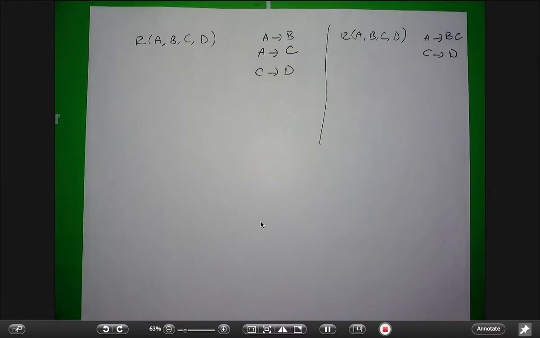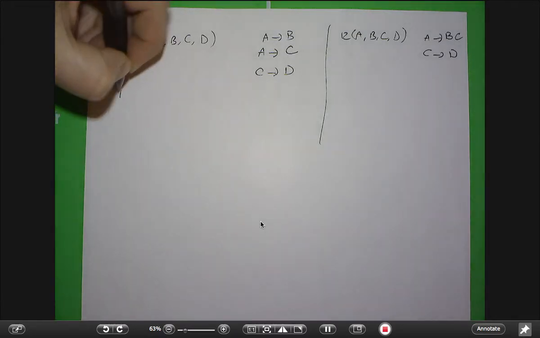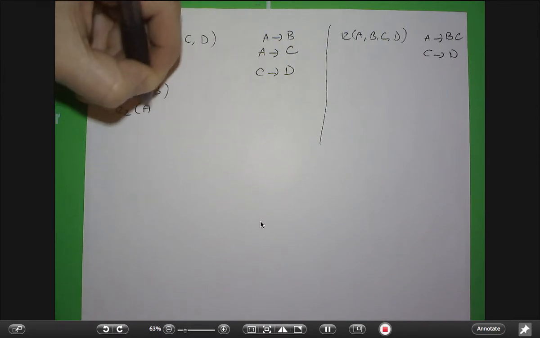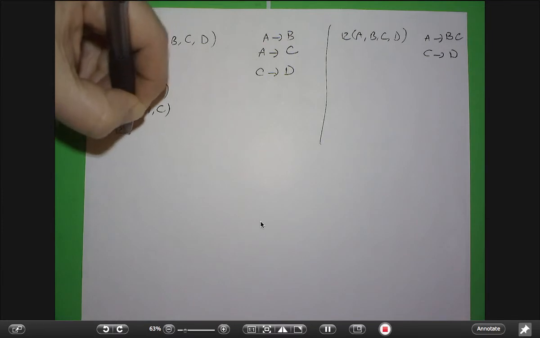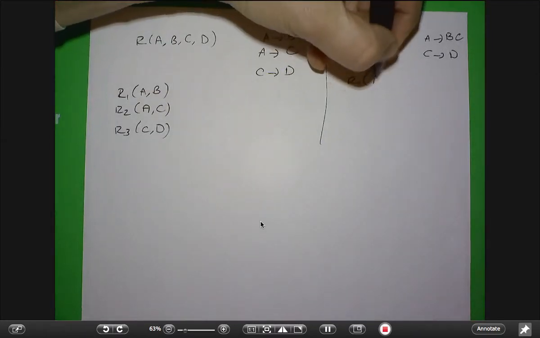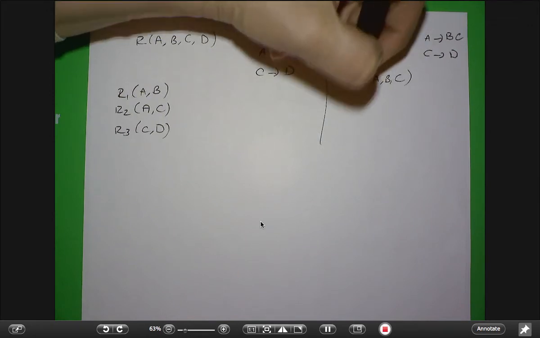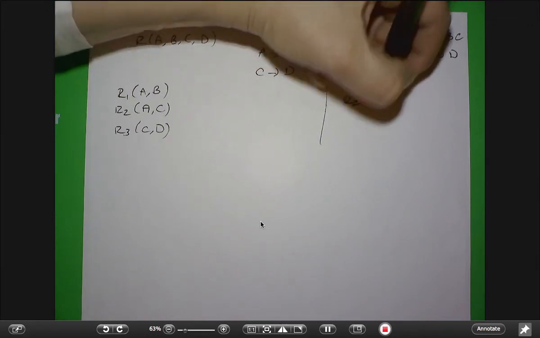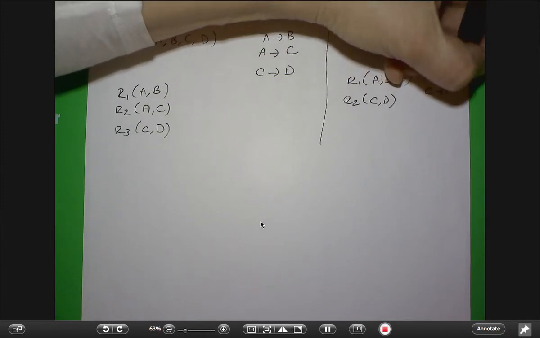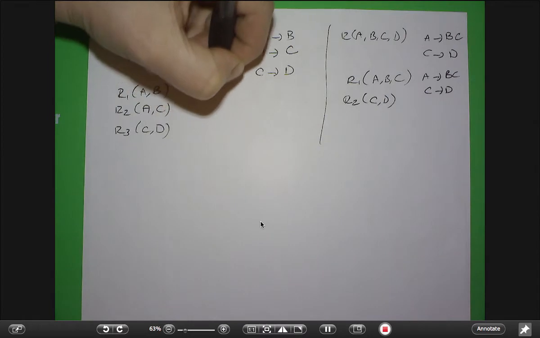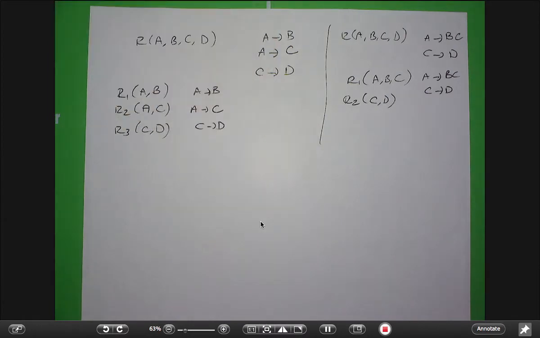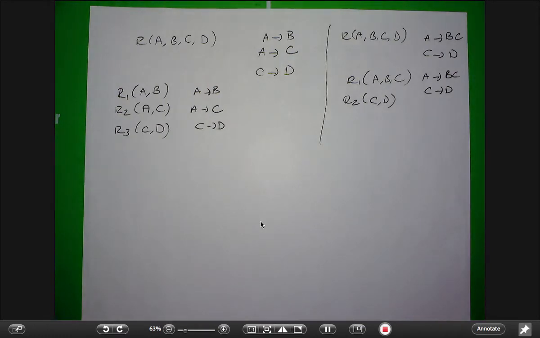If I didn't do that, what I would get is R1 is AB, R2 is AC, R3 is CD. If I do this one, I get R1 is A, B, and C, and R2 is C and D. So both of them are valid ways to do this. Is one better than the other?